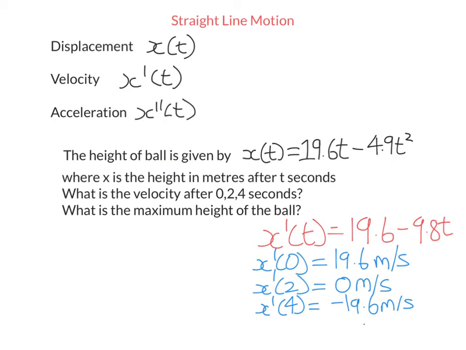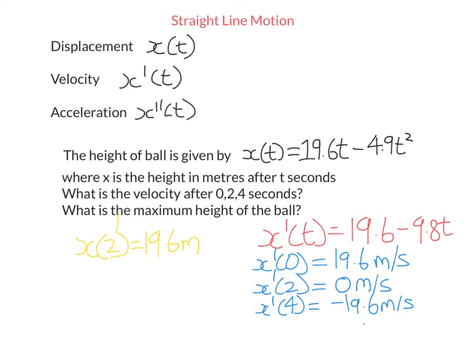This is a ball traveling in a straight line. So the maximum height of the ball will occur when the first derivative of the height, the velocity, equals 0. So the maximum height of the ball occurs after 2 seconds. To find the height after 2 seconds, all I do is substitute t equals 2 into my original equation up here. I actually get 19.6 again. So the maximum height of the ball is 19.6 meters.